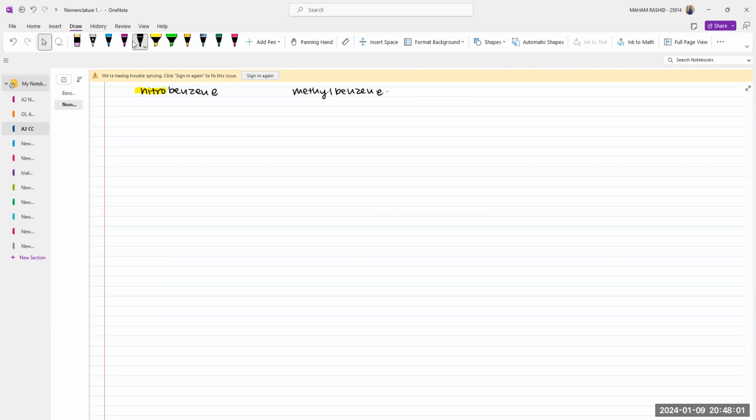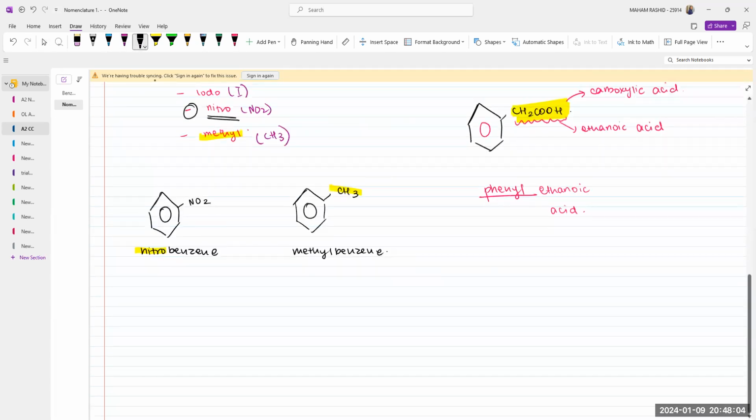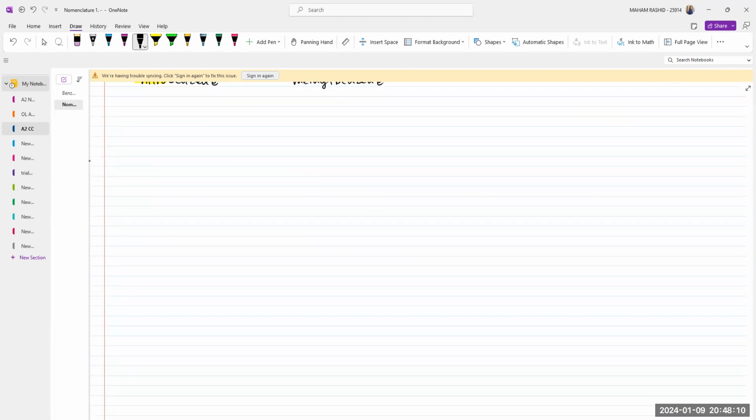Now, in all of these examples, we have just one substituent, right? There's one nitro, there's one methyl, there's one carboxylic acid. Now we'll discuss how we name compounds when we have two substituents. If the two substituents are different, one of them becomes the root group in the following order.